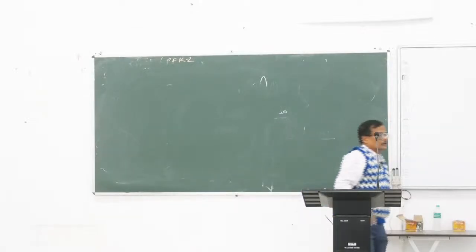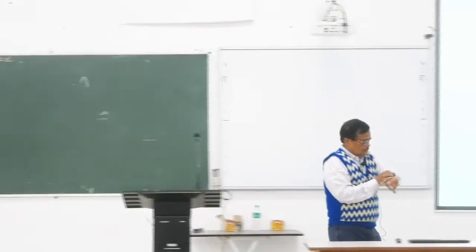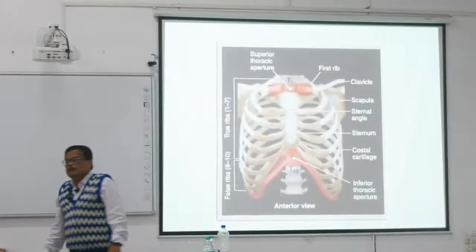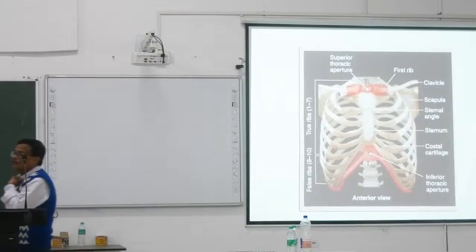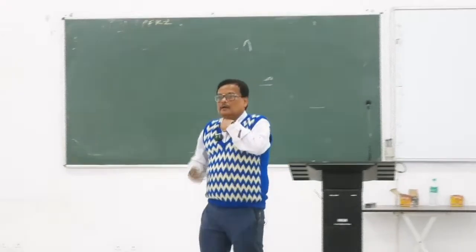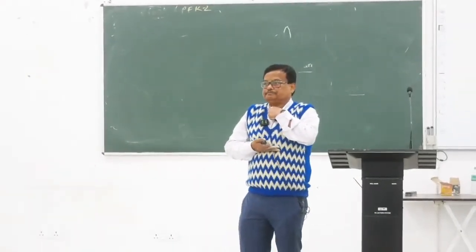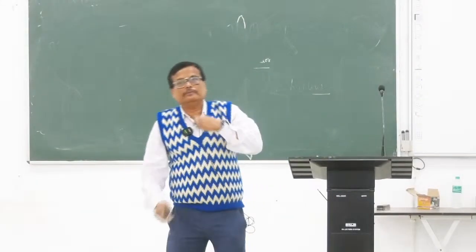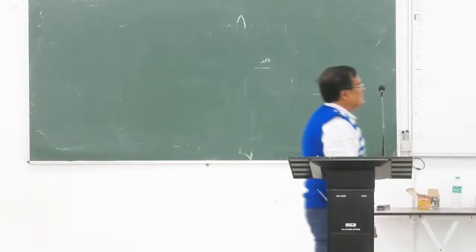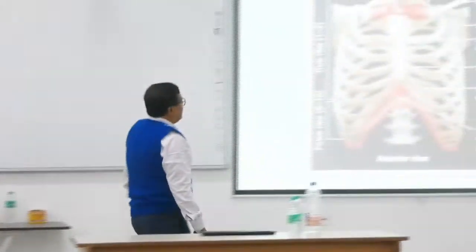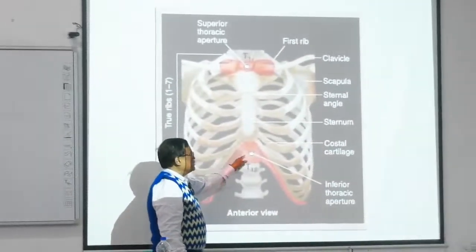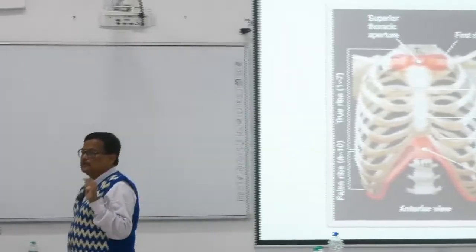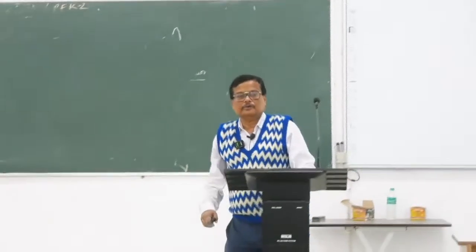Now we go to today's topic, the thorax. So what is thorax? Obviously you know, the thorax starts from here up to the diaphragm. Above it is bounded by the superior thoracic aperture, and inferiorly it is bounded by the inferior thoracic aperture. Today I am just introducing the thorax; from tomorrow we will go to the mediastinum, there is no time.